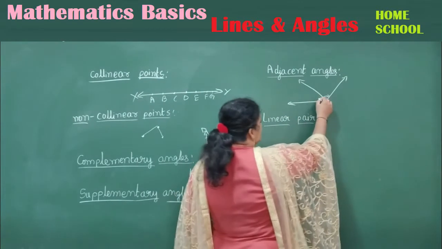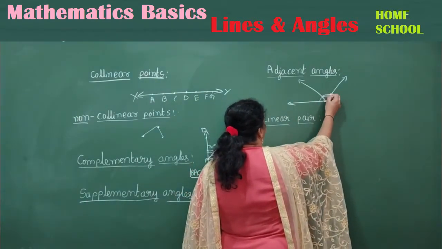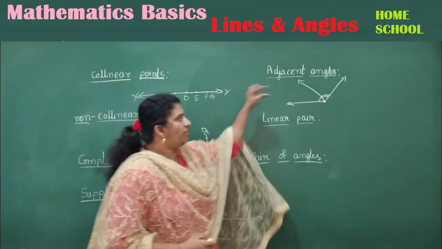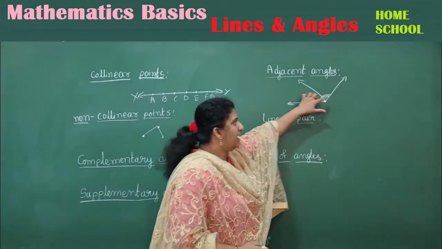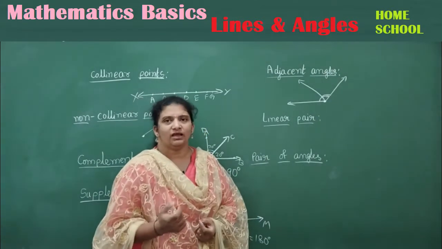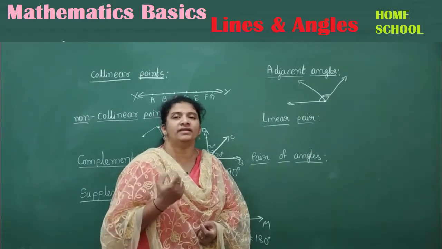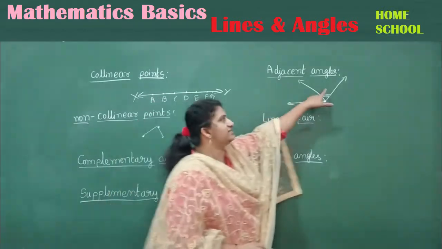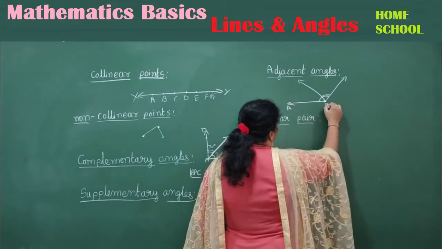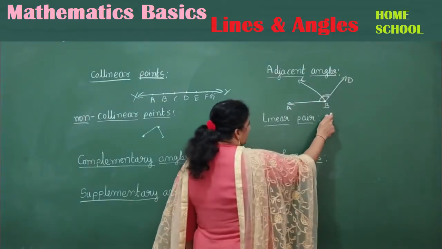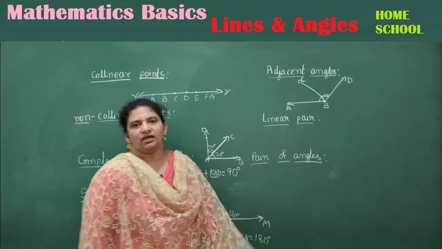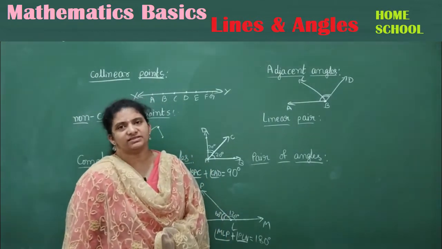For this angle and this angle, observe carefully. What is the common arm? This ray is there for this and also for this. It means if any two angles have a common arm in between, we can say those two angles are adjacent to one another. So what can you say here, children? A, B, C, D. B is called the vertex. Angle ABC is adjacent to angle CBD.